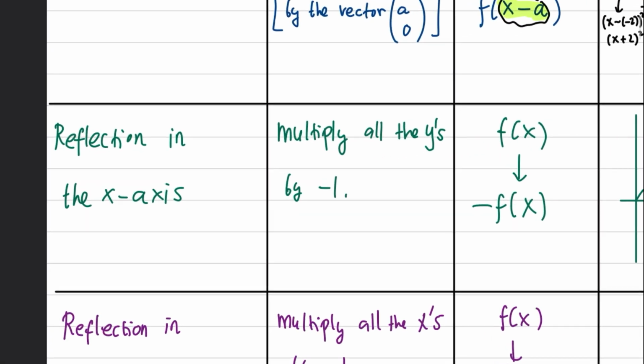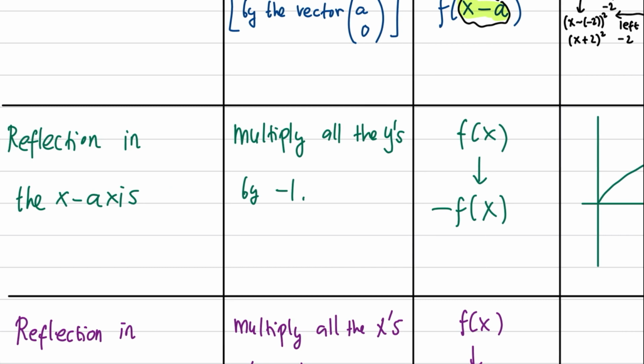The third one, we have reflection in the x-axis. So we multiply all the y's that we have by minus 1. So the algebra changes from f(x) becomes negative f(x). We multiply all the f(x) or all the y's with negative.